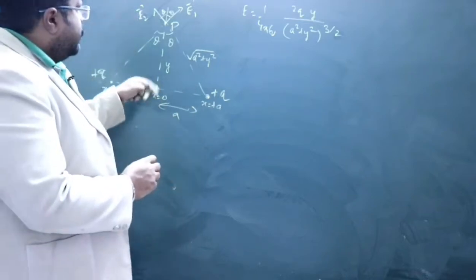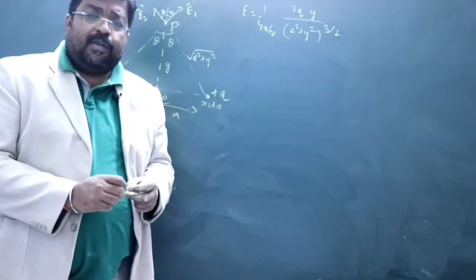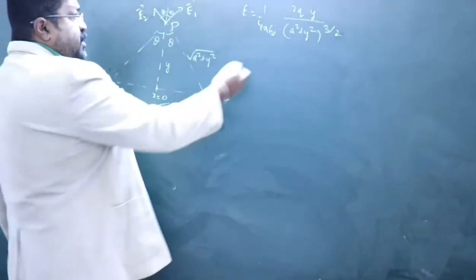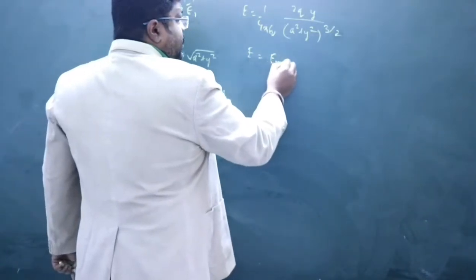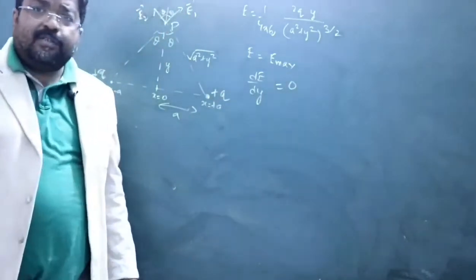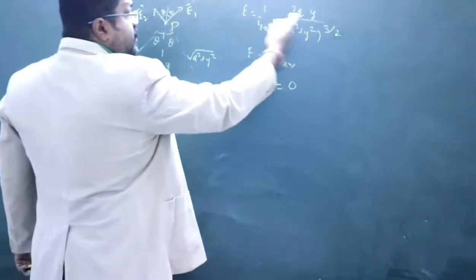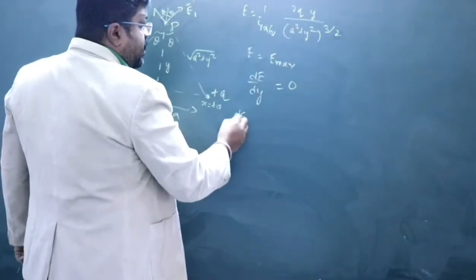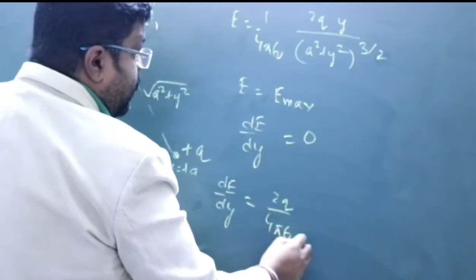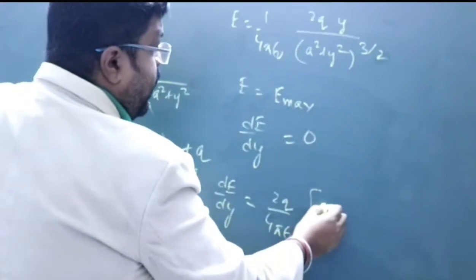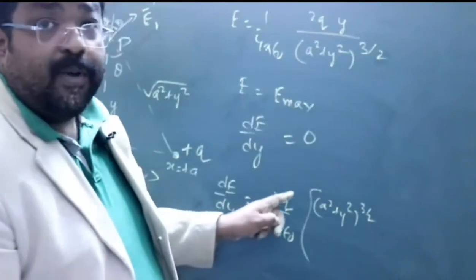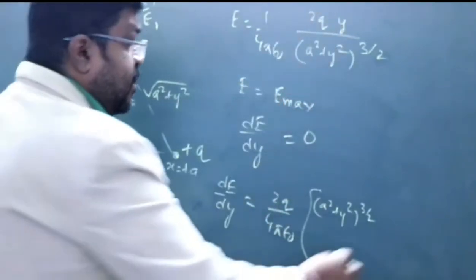Suppose you are asked at what location of P the intensity of electric field is maximum. So for E equal to E max, dE by dy should be equal to 0. That means this quantity should be equal to 0. So for dE by dy equal to 0, let us differentiate this. So this is 2q by 4 pi epsilon naught, into a square plus y square to the power 3 by 2. If 2q is taken common, if you differentiate y, it is 1.